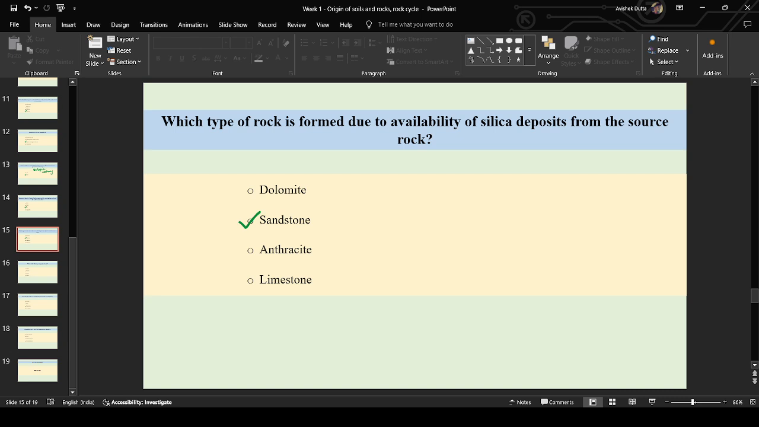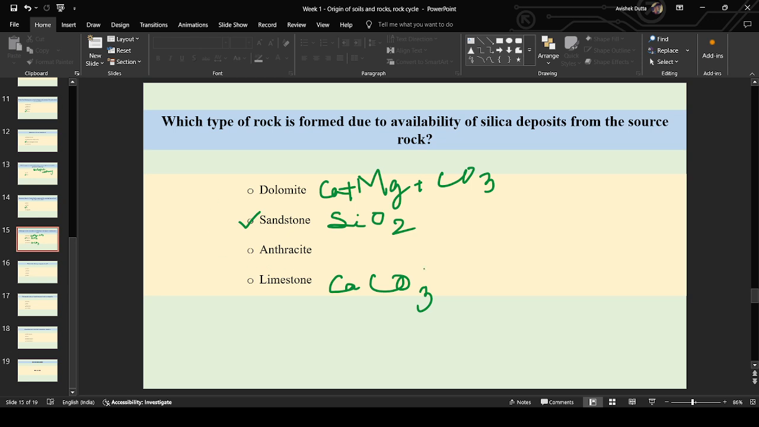So tell me, dolomite, anthracite, and limestone, what are their compositions? They don't have silica. Limestone has calcium, calcium carbonate. Silica is SiO2. Dolomite has calcium plus magnesium carbonate; just check the formula from other sources. So dolomite has calcium and magnesium, limestone only calcium, both are carbonates.